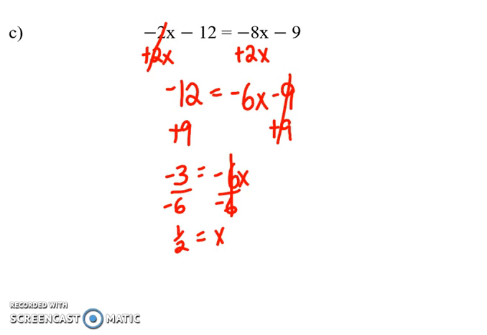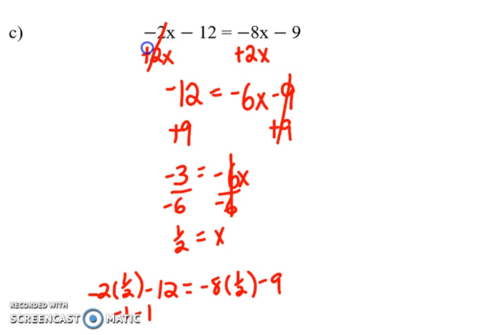And if I plug in a half, negative 2 times a half minus 12 equals negative 8 times a half minus 9. This is negative 1 minus 12, and this is negative 4 minus 9. That's negative 13 equals negative 13, so x is 1/2.